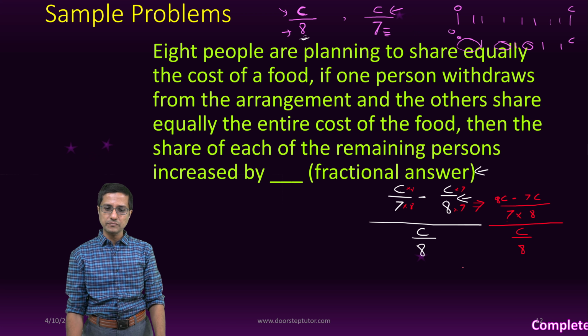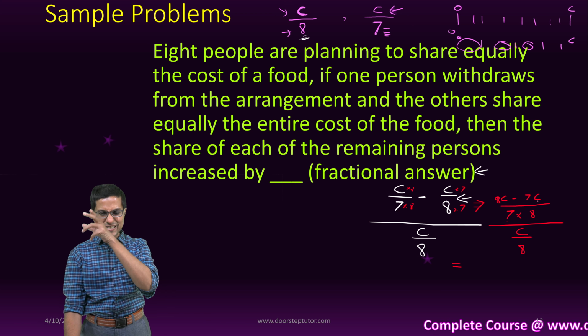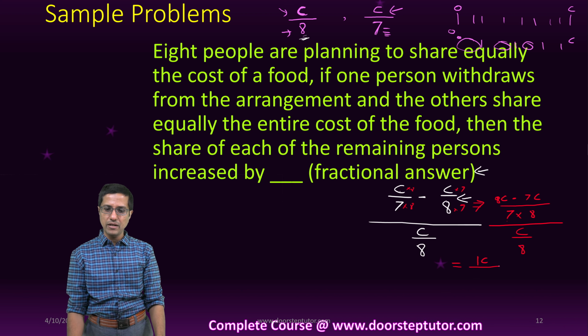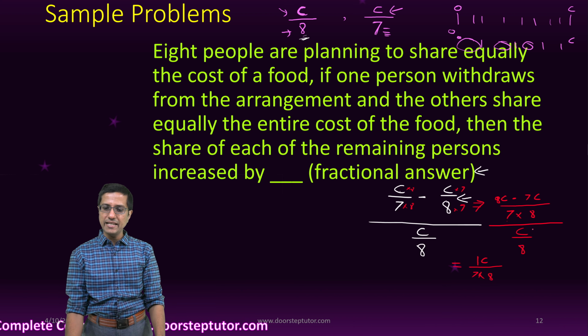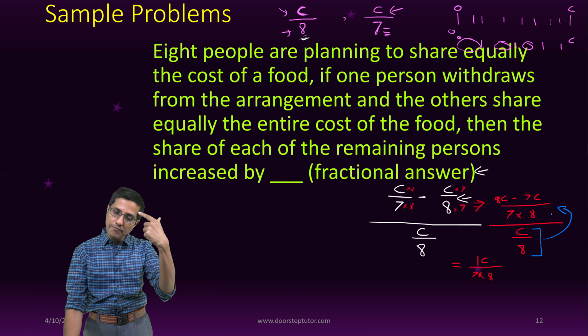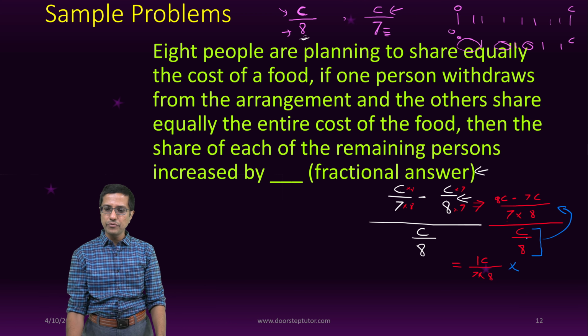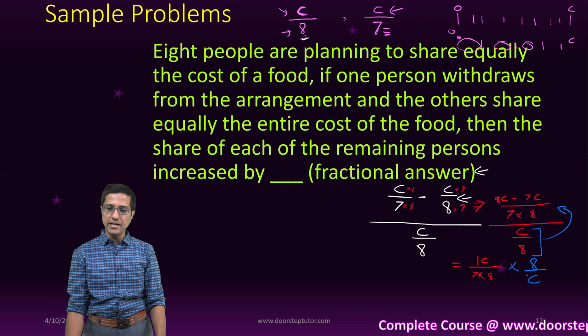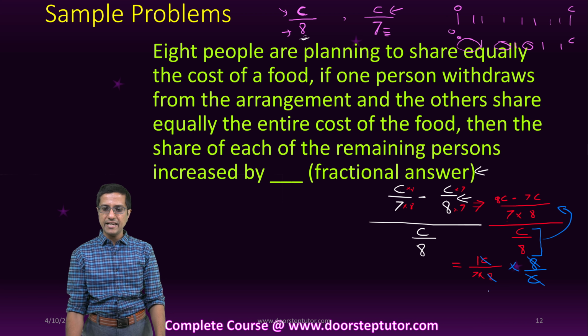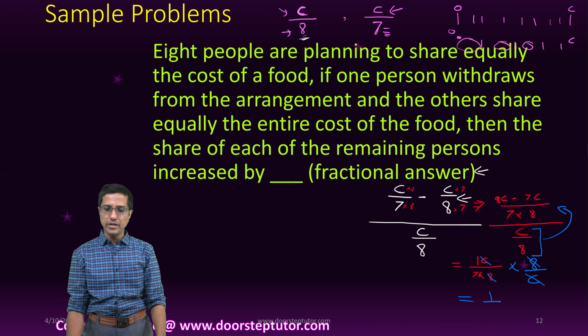Now of course this subtraction will give us 1C upon 7 into 8, and this is there in the denominator, this fraction. So we'll bring it to the numerator, and to do that, this is a division of fractions, we always have to take the reciprocal. So we have to interchange the denominator and numerator. So this C and C would cancel, this 8 and 8 would cancel. So our answer is 1/7.